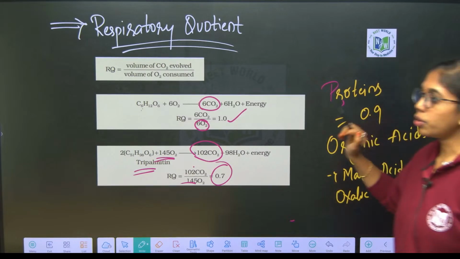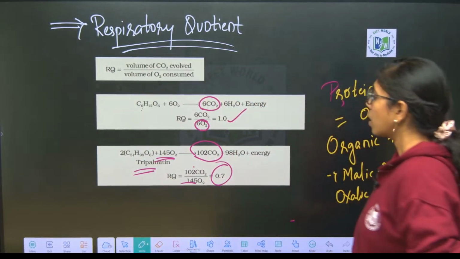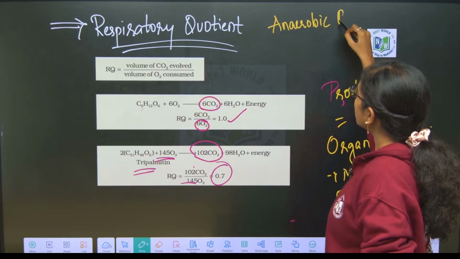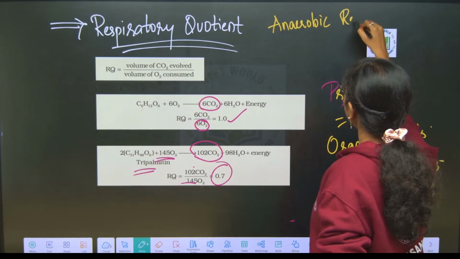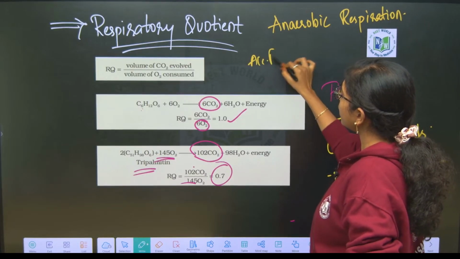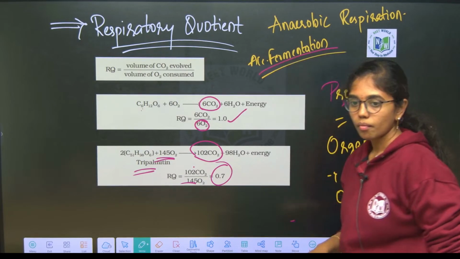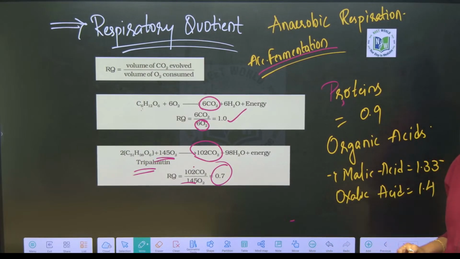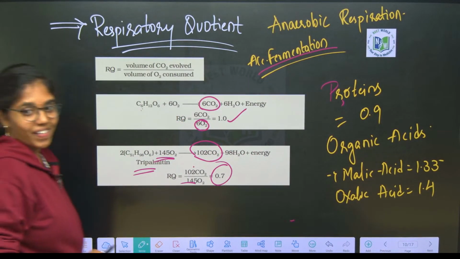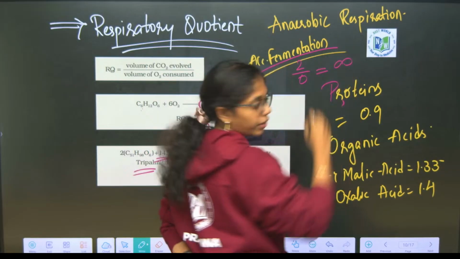And now the question to you: what will be the RQ value for anaerobic respiration, especially for alcoholic fermentation in specific? 2 CO2 is released, but 0 oxygen is consumed. 2 by 0 is what? Infinite.